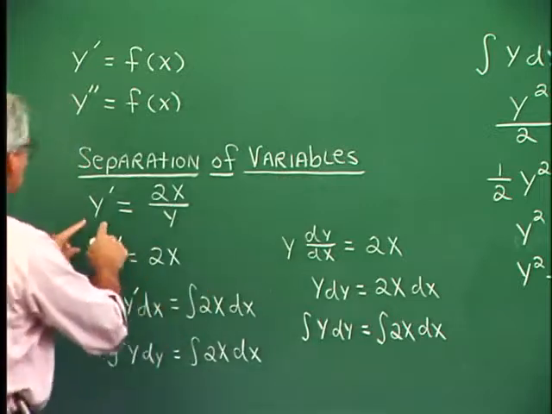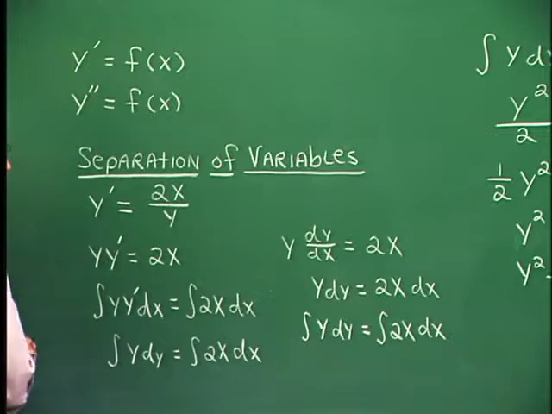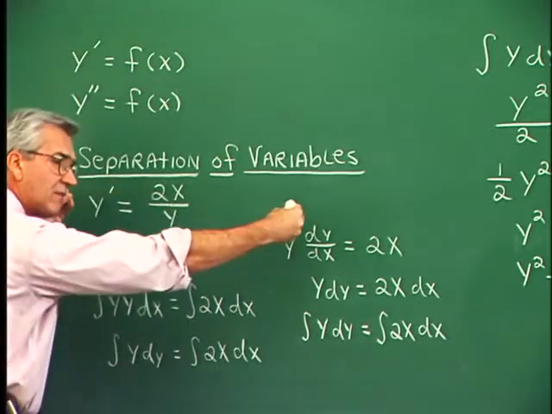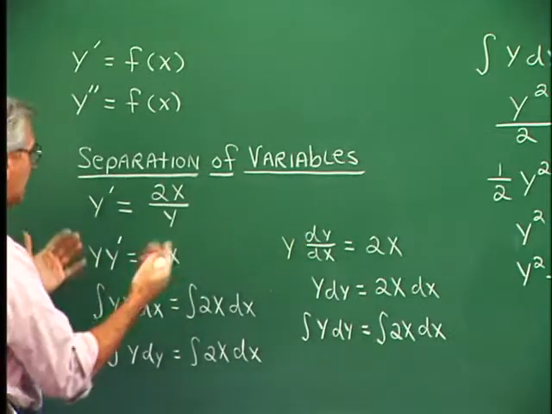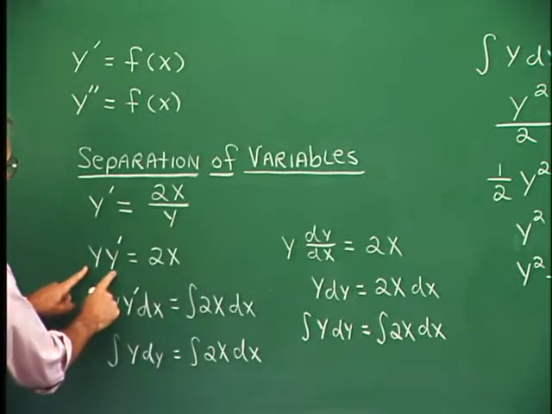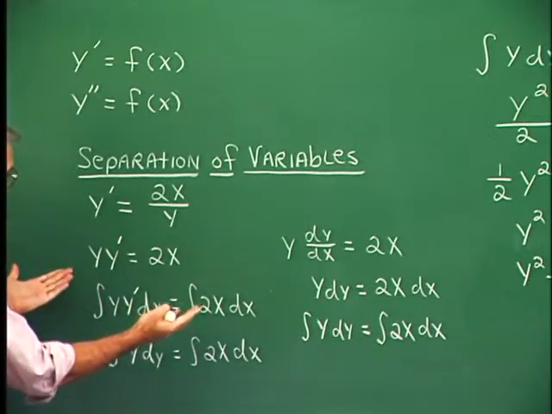And it works like this. Suppose we have y prime equals 2x over y, and we want to solve this differential equation. Well, we'll basically separate the variables, one on one side of the equation, the other on the other side, and integrate on both sides. So we would multiply on both sides by y. We'd have y prime times y over here, 2x over here. We integrate on both sides, and away we go.